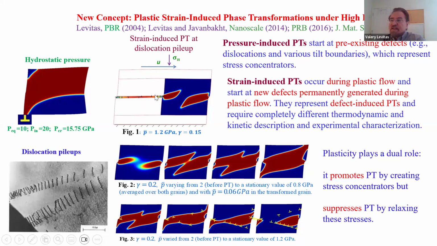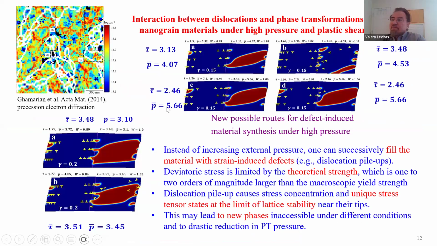This is conceptual proof that dislocation pileup can reduce transformation pressure more than order of magnitude. But here we neglected dislocations in transforming grain. When we include them, you see that transformed region is smaller. That means plasticity plays a dual role. It promotes phase transformation by creating stress concentrators, but it also suppresses phase transformation by relaxing these stresses. And we found some combinations of shear stress and pressure for which solution without dislocations and with dislocations are approximately the same. So phase transition won competition over dislocations. And we summarized our nanoscale results as new possible routes for defect-induced material synthesis under high pressure.